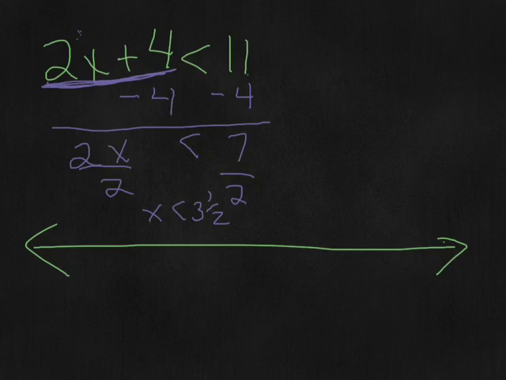So let's pick something nice and easy. Let's choose 3, because 3 is less than 3.5. So let's try it out. Let's substitute a 3 in here. 2 times 3 is 6, and 6 plus 4 is 10. And yes, it's true, 10 is less than 11, so that works.